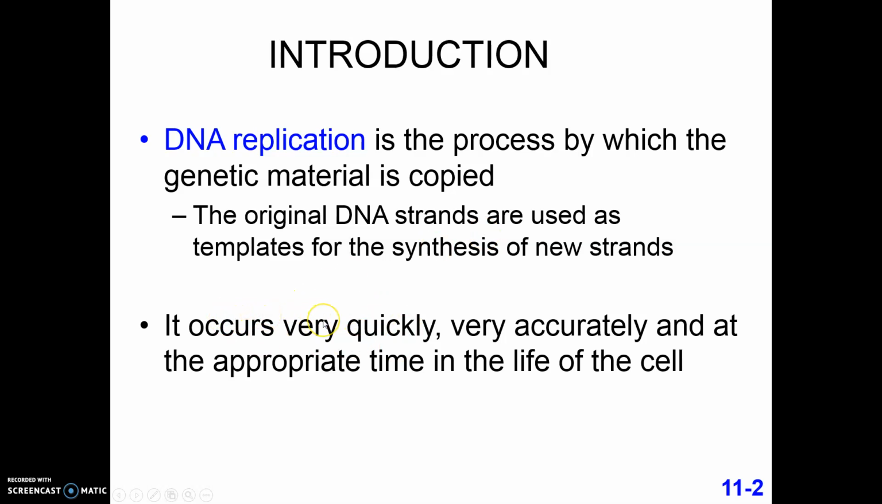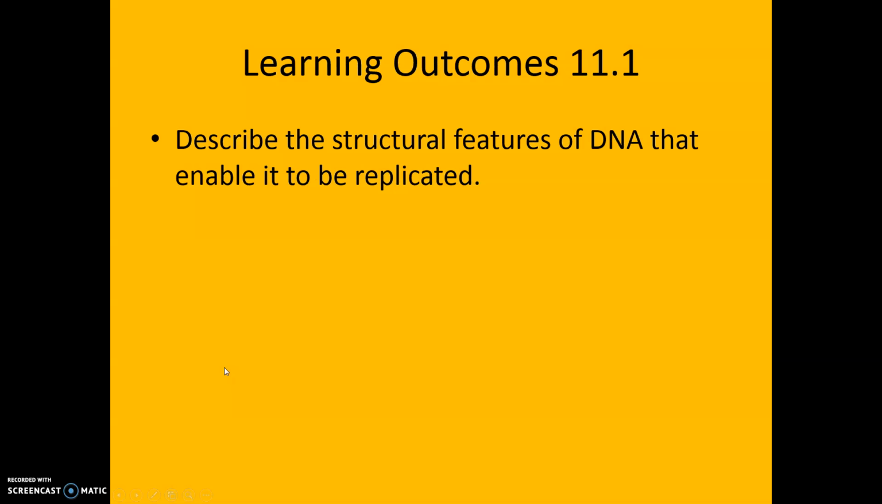It occurs very quickly. This is important because genomes can be very large and we can't spend an excessive amount of time during replication, so it needs to be quick, but at the same time, it also needs to be very accurate. We can't have mistakes being made in our genetic code that can lead to life-threatening mutations. And also, it can only occur at the appropriate time in the life of a particular cell. So this process is very controlled. It doesn't start accidentally. So our first learning outcome here is to describe the structural features of DNA that enable it to be replicated.